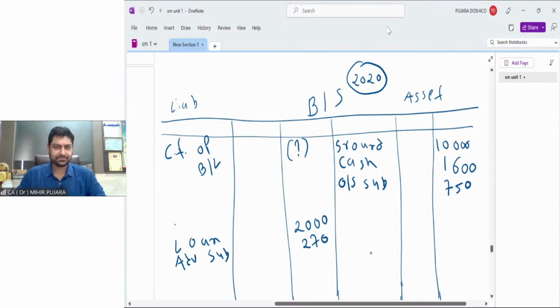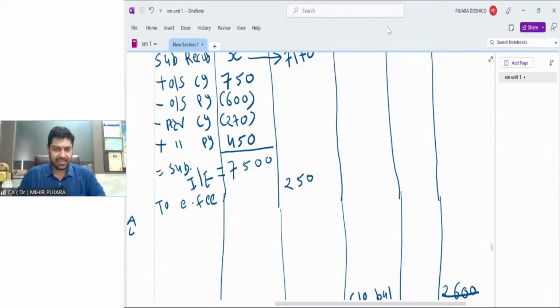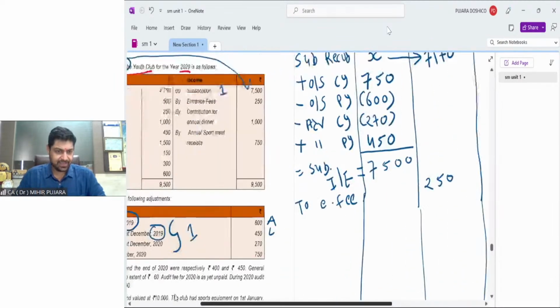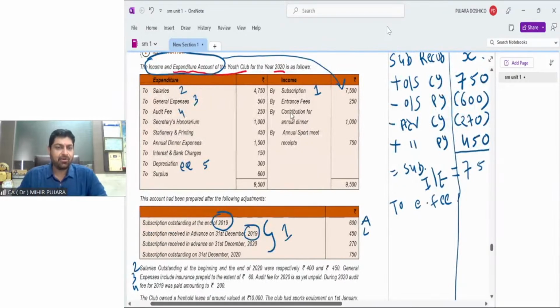Done, guys? Entrance fee also done. Subscription also done. Next point. Contribution for annual dinner, it is our income. Annual sports meet is also our income. So it is our receipts also, right?